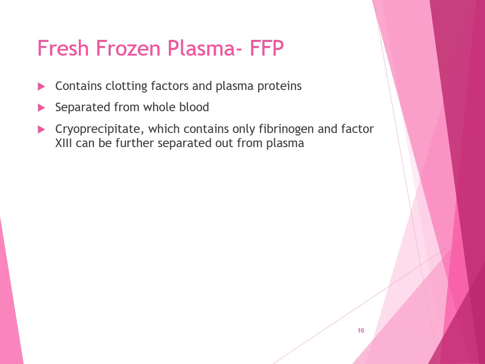Now, fresh frozen plasma, or FFP, contains clotting factors and plasma proteins. It's separated from whole blood, so it's a smaller volume. Cryoprecipitate, which contains only fibrinogen and factor 13, can be further separated out from plasma.